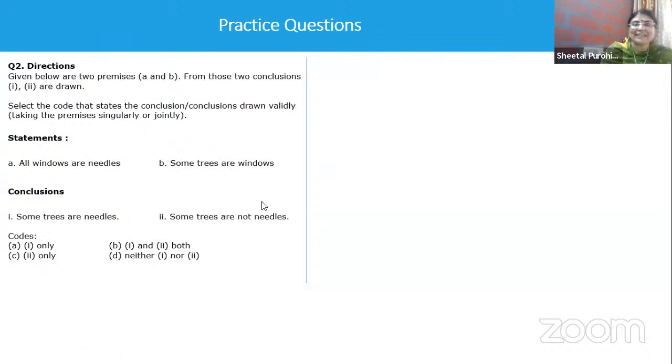It's a reasoning type of question which is coming, right? So you have to tell whether only one is correct, or only two, or both 1 and 2 are the conclusions of the statement, or neither 1 nor 2.